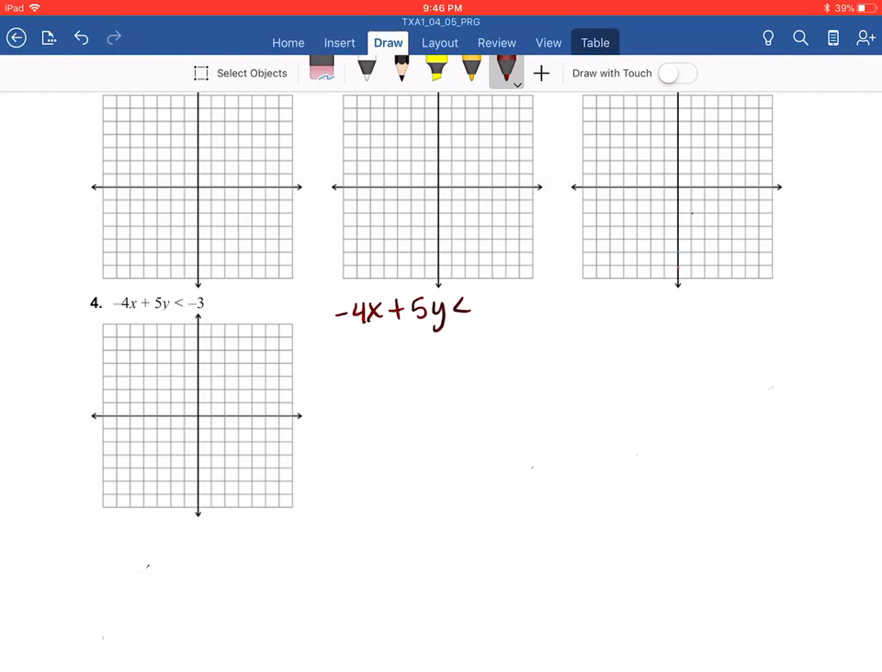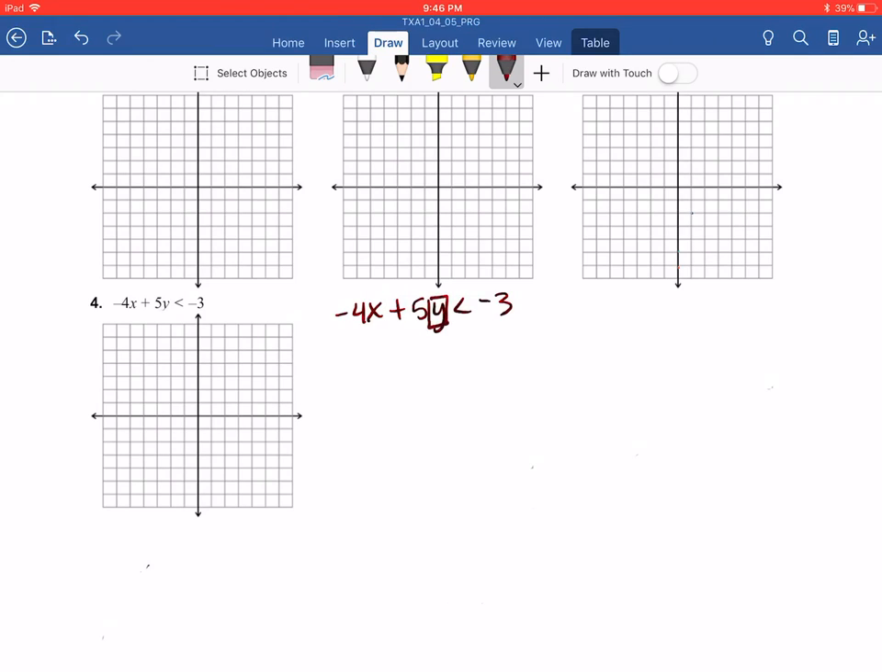I'm going to rewrite it over here just so that I can talk about it. So I have negative 4x plus 5y is less than negative 3. Now, I'm not going to end up dividing by a negative number, so I'm not going to have to switch my inequality symbol, so that helps. So that makes this problem a little bit easier.